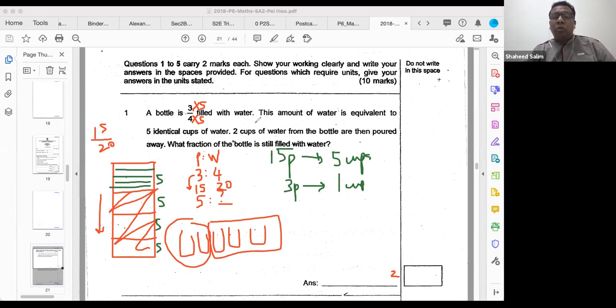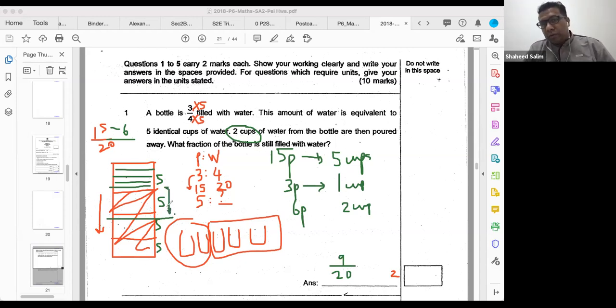So he threw away 2 cups. 2 cups is how many parts? 2 cups is 6 parts. So how many parts are left? At first it's 15. Now you minus 6. You get 9 out of 20 left. 9 out of 20 is less than half. That means the water level goes down to somewhere here. Last time was here, right? 3/4. Now you go down like this. Is it confusing? No, you can get it.